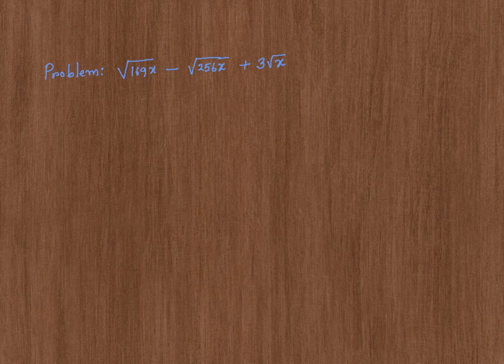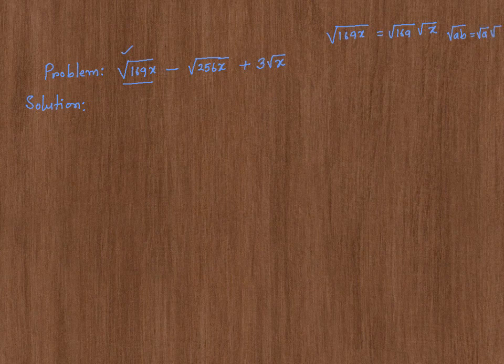In this video, I am going to simplify this given radical expression using the properties of radicals. Let's start off with the first term, square root of 169x. I can simplify this to square root of 169 times square root of x, using the property that square root of ab is equal to square root of a times square root of b.